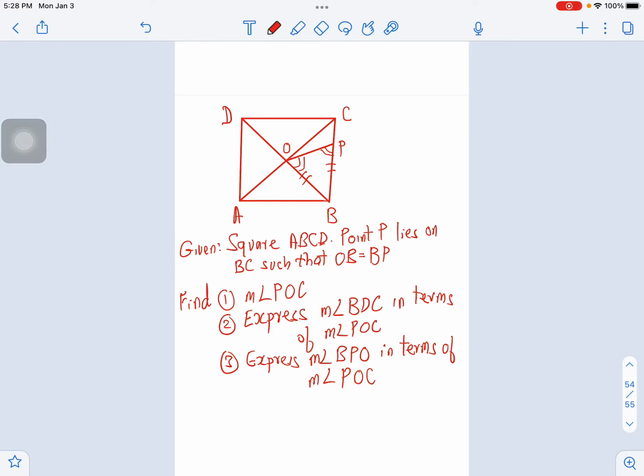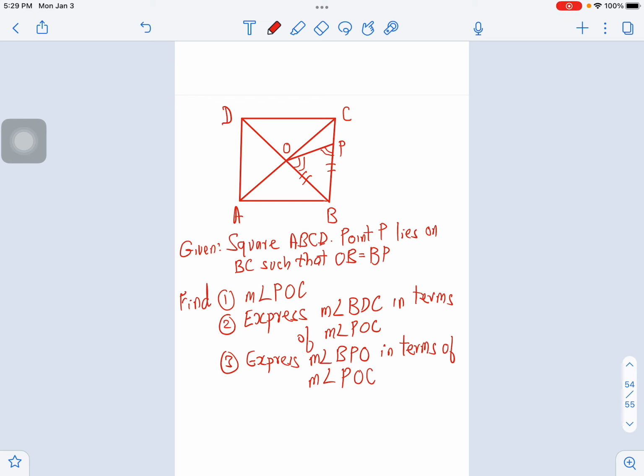Hi, friends. We are trying to deal with this problem which is on your screen, which is about a square ABCD. The diagonals AC and DB intersect at point O. And you have a point P which lies on the side BC of the square, such that OB and BP are congruent. The question in front of you is threefold.